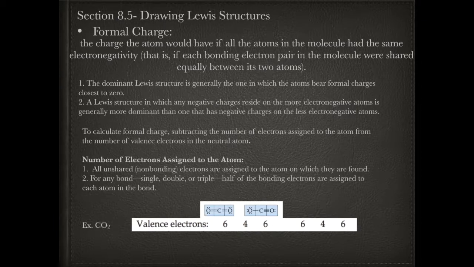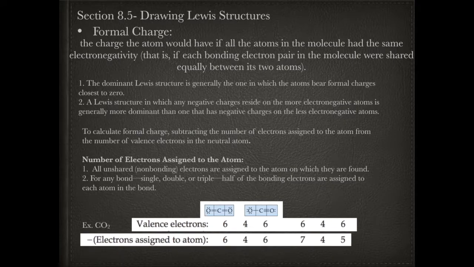The next Lewis structure, that oxygen on the left-hand side, has 6 lone electrons, and then 1 single bond, which counts as 1 electron, so that is a total of 7 assigned electrons. The carbon has a single bond and then a triple bond, so that's 4 electrons, and then the oxygen on the other side has 2 lone electrons and then a triple bond, so that's a total of 5 assigned electrons.